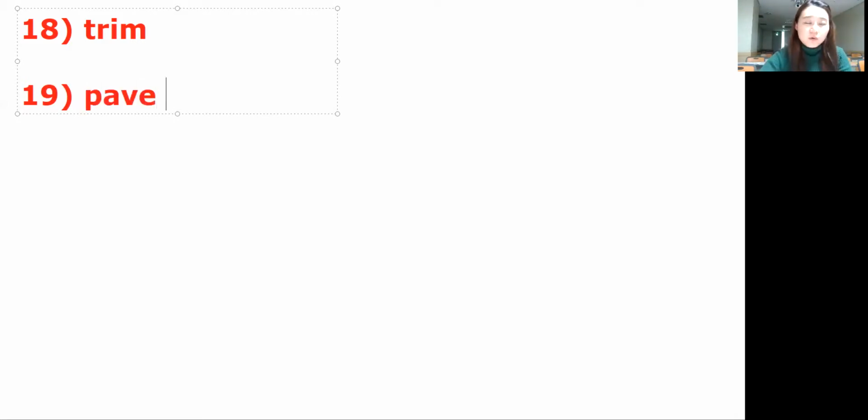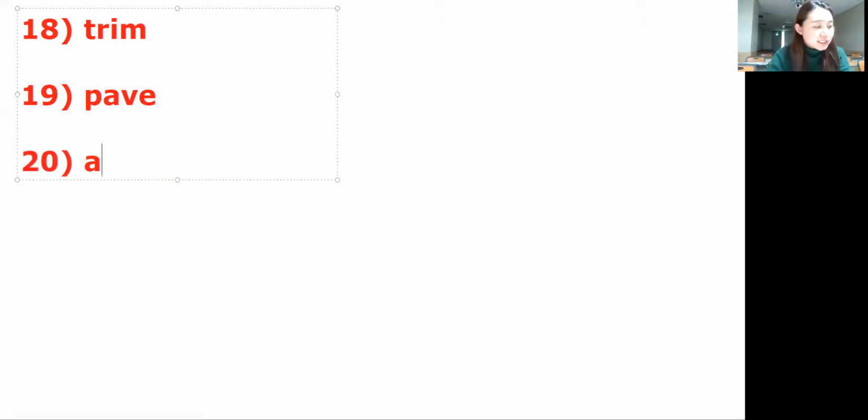Pave. So again, I do the Google image searching for this one. Pavement. Because I get a very nice picture of the paved roads or streets, right? Pave.